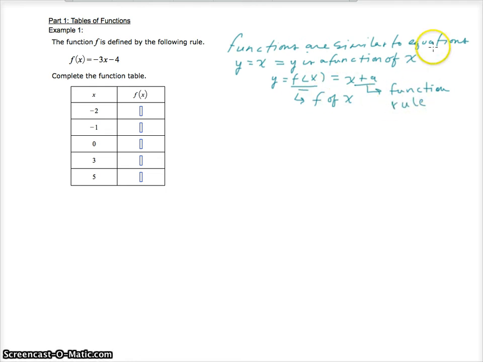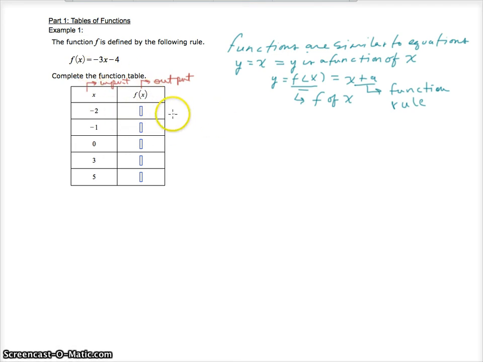Functions rely on inputs and outputs, and f of x is the output. So x is the input, f of x is the output. So it asks us to simplify f of x defined by the following rule and complete the function table. So we're going to plug our x values into the function rule and get the output.